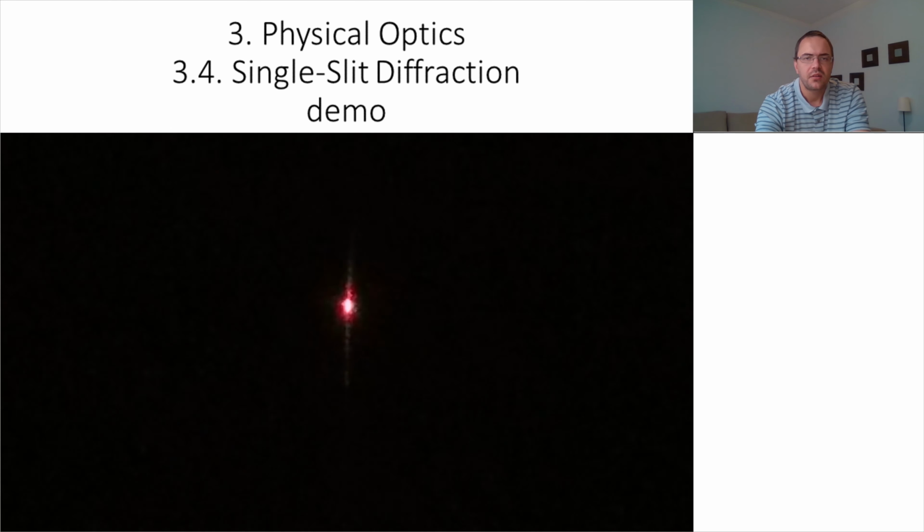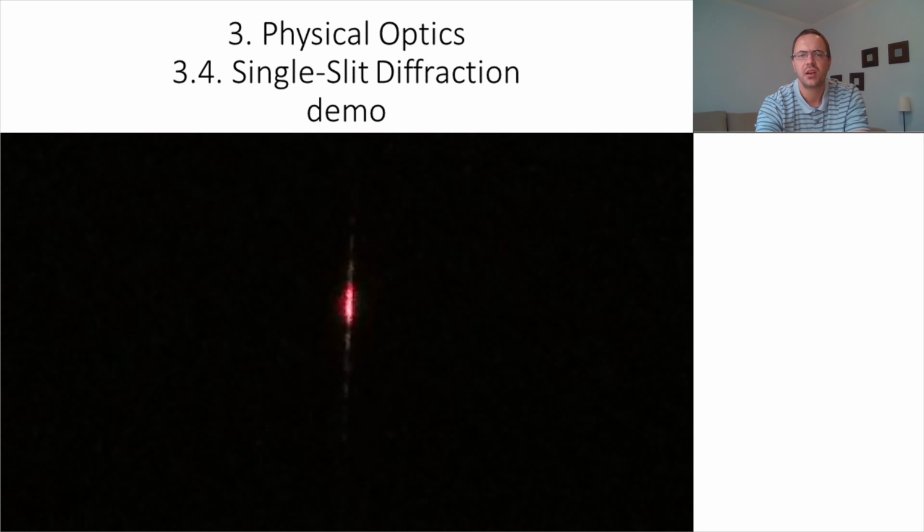Now, if I use an even thinner slit, I would expect to see a thinner spot. But as you can see, in fact, if I move to a thinner slit, we can see that the diffraction pattern is even wider. So the smaller the opening, the wider the image on the board.